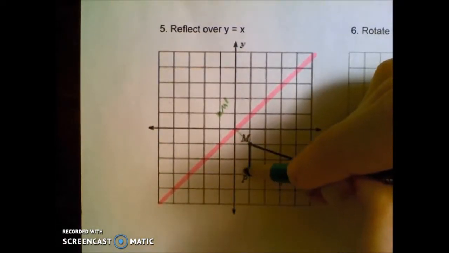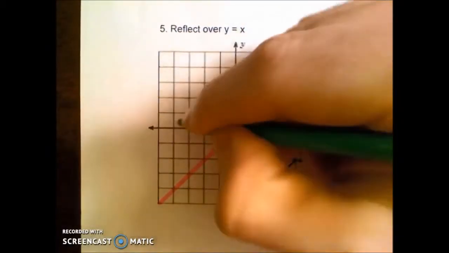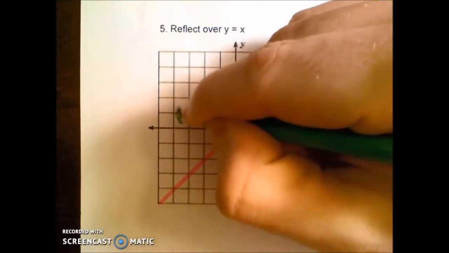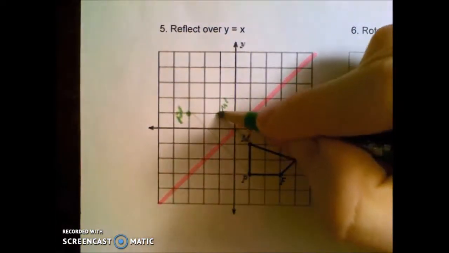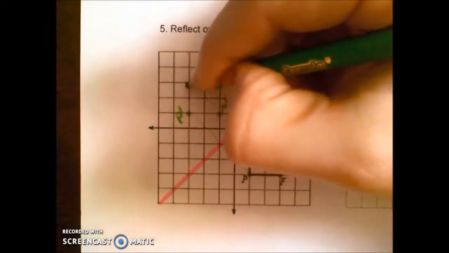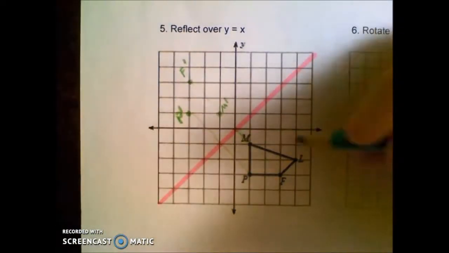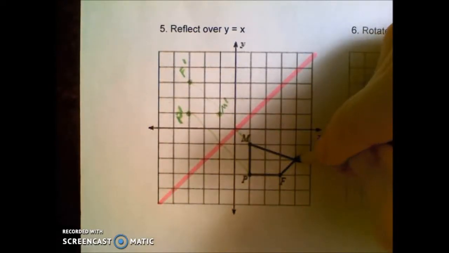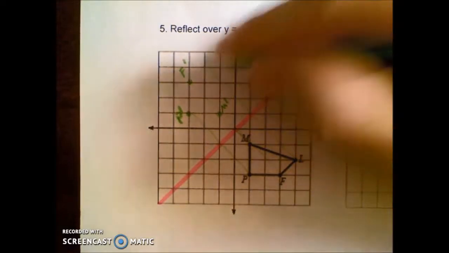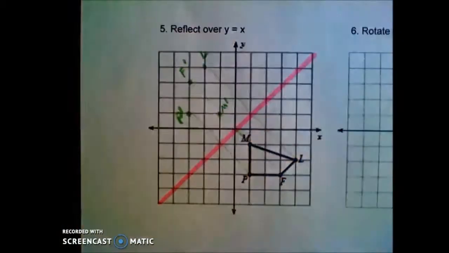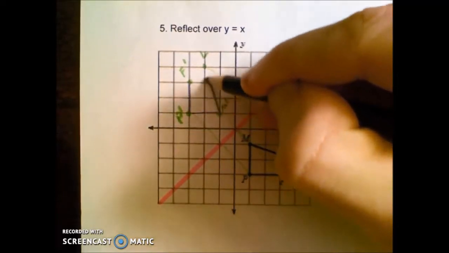For P, let's see, 1, 2, 1, 2. Remember, that line of reflection is a bisector. 1, 2, 3, 1, 2, 3. Means F prime will be right here. Another way to say that is that the line of reflection is equidistant from the image and pre-image. For L, 1, 2, 3, 1, 2, 3. L prime is there, and I connect my points to make my image.